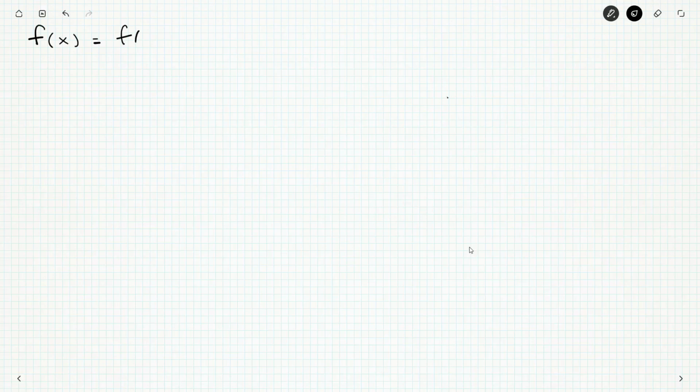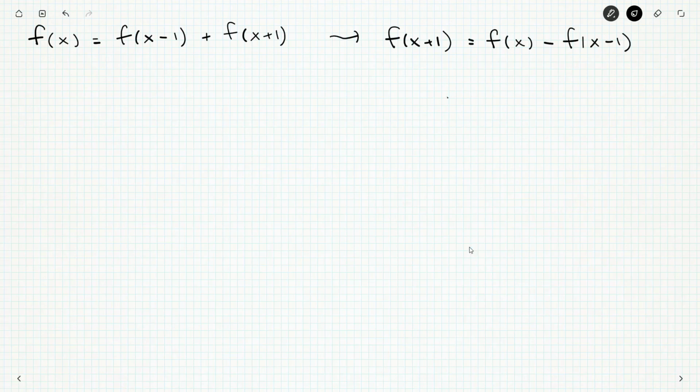We're told f of x is f of x minus 1 plus f of x plus 1. I'm going to rearrange this and keep the f of x plus 1 on the side here. This tells me f of x plus 1, my future term, is f of x minus f of x minus 1. So to get the next term, I take the current term and subtract the previous term.